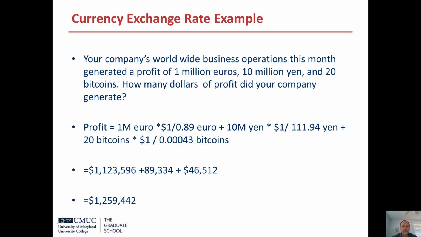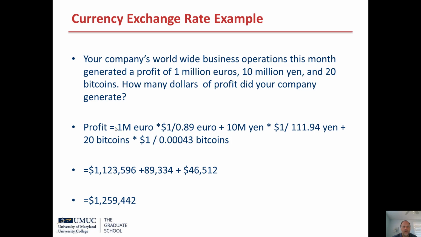As a currency exchange rate example of what companies have to deal with when they make profits or losses in multiple different countries with multiple different currencies, we consider looking at a company with worldwide business operations this month that generated a profit of 1 million euros, 10 million yen, and 20 Bitcoin. If this is repatriated to the US, or at least converted to profits in the US, how many dollars of profits did this company generate?